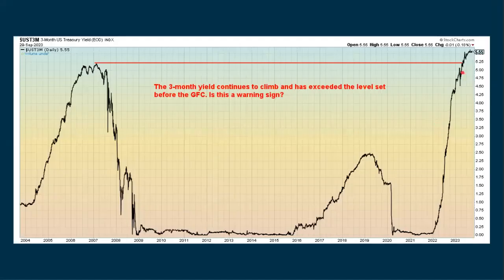And then we look at the yield of the 3-month on here, and we're well above where we were back in 2007. And I mentioned this in every video. We're still going up even more than that right now. What we're waiting to see is, are we going to roll over and come down? And is that going to give us some kind of a warning sign?